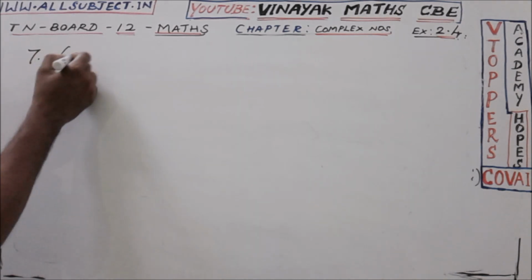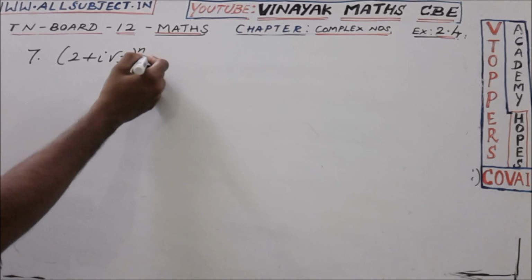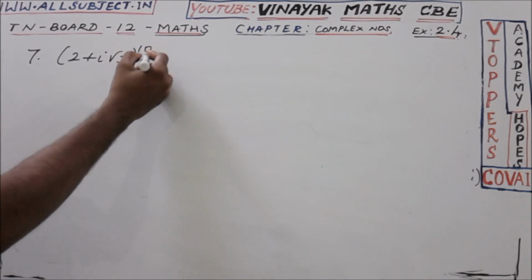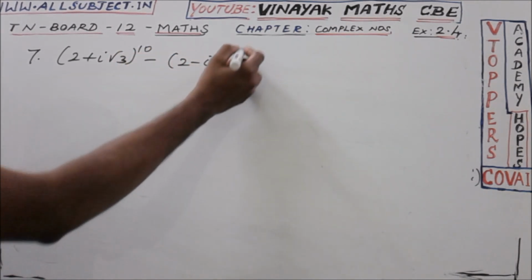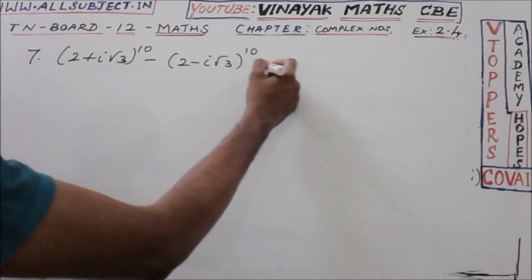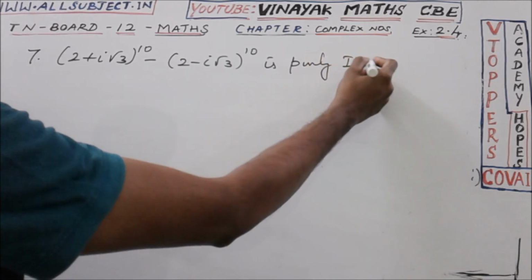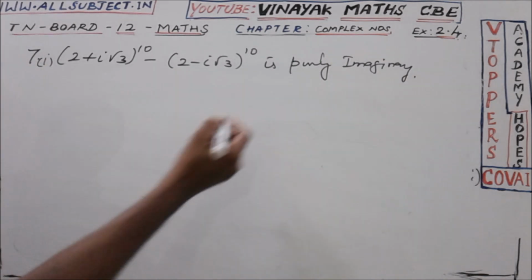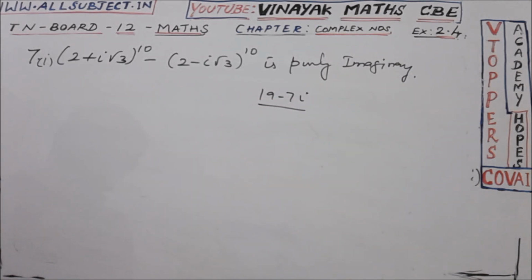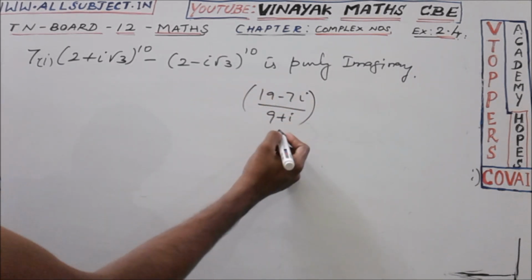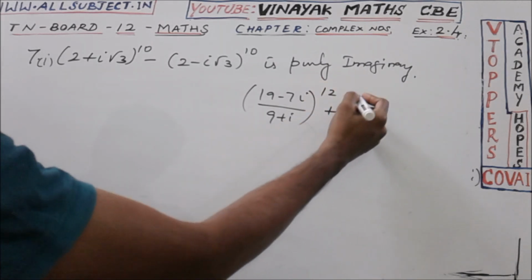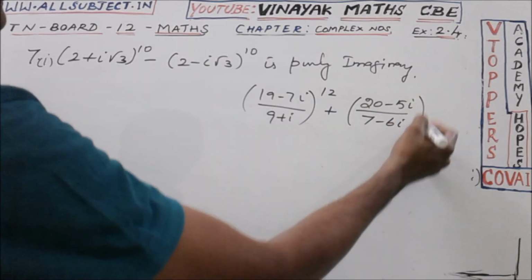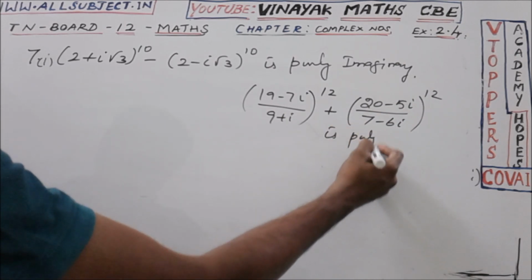Show that (2 plus i root 3) whole power 10 minus (2 minus i root 3) whole power 10 is purely imaginary. That is the first subdivision. And then for the second subdivision we should prove that (19 minus 7i) divided by (9 plus i), whole power 12, plus (20 minus 5i) divided by (7 minus 6i), whole power 12 is purely real.